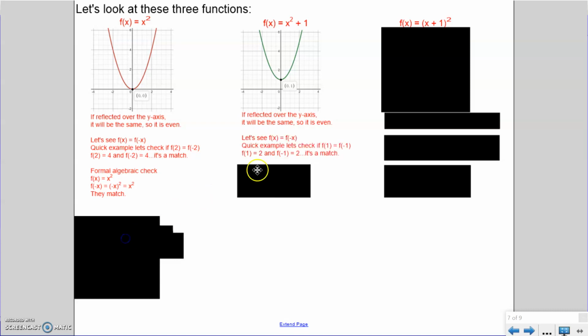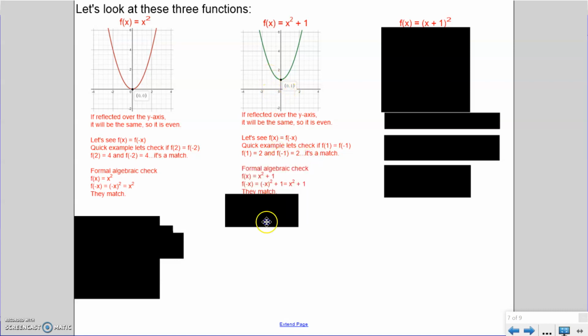Let's do a quick check. Let's try f of 1 this time and f of negative 1. If I go f of 1, I see the value is 2 right here. If I go to f of negative 1, the value is also 2. It's a match. Here's the algebraic check. You can plug in negative x for every x. So negative x all squared, negative x times negative x is positive x squared, and the plus 1 didn't change.